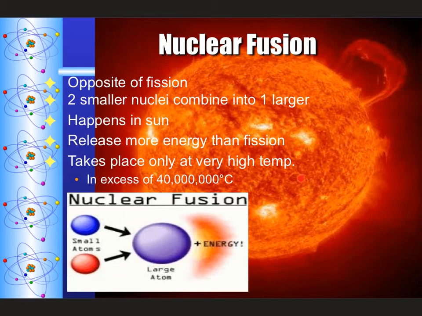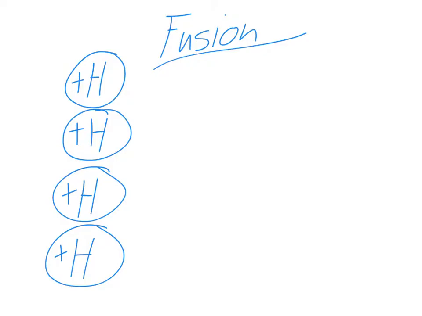Now it takes a tremendous amount of pressure, that's why it only happens in the core of the sun, and it needs a really high temperature, in excess of 40 million degrees Celsius. Let's take a look at that reaction though. In the very core of our sun, we have hydrogen, and hydrogen is going to be fused together.